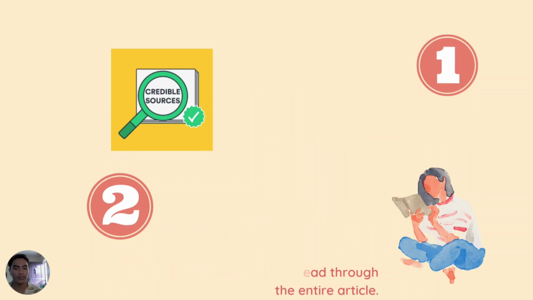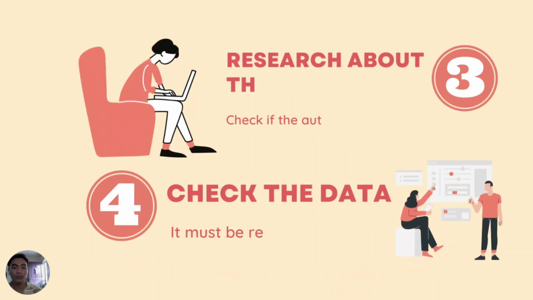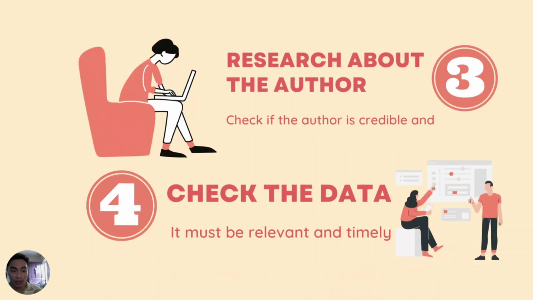Next, the third one will be research about the author. Check if the author is credible and real. It is critical to determine the subject's knowledge and skills from multiple sources, because anyone can make a statement or claim about something, but only one who has first-hand knowledge of the subject can make a reasonably reliable statement.